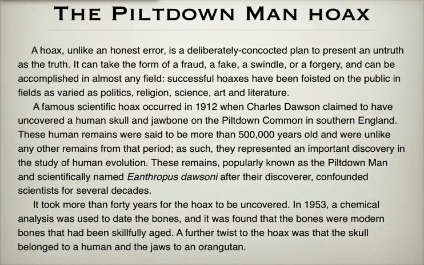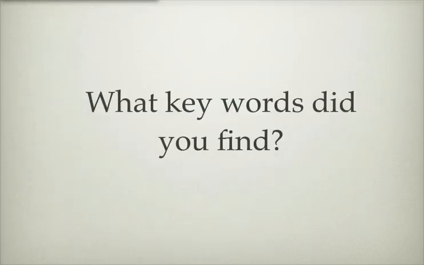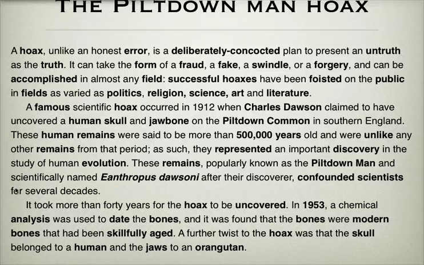All right, I'm going to go ahead and stop you, and it's okay if you're not done. But now I want you to think about what keywords did you find? I went ahead and bolded a lot of the keywords that I immediately saw when I skimmed through this paragraph. Some words that immediately caught my attention were words like hoax, untruth, truth, fraud, foisted, public. I see a lot of things about humans and human remains. I see something about evolution. I see Charles Dawson, which isn't quite Charles Darwin. A lot of things about bones, jaws, and orangutans.